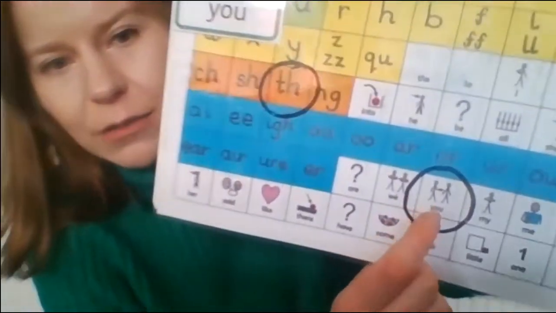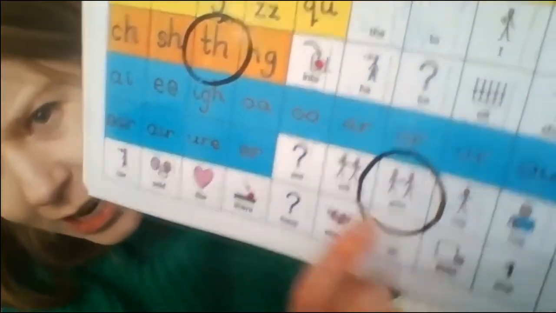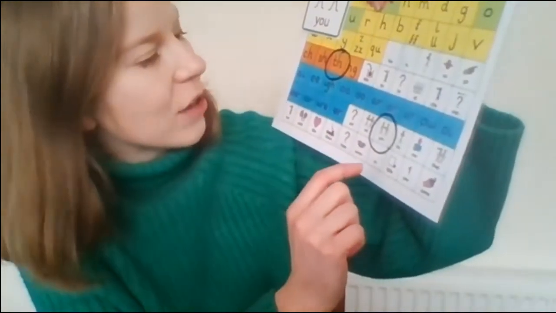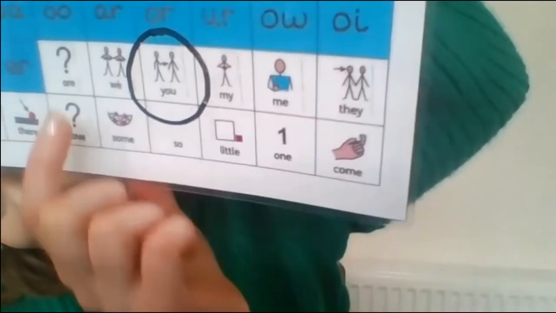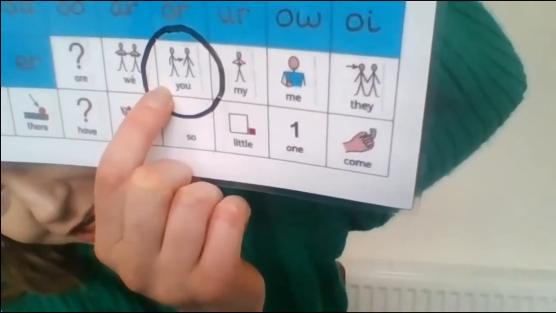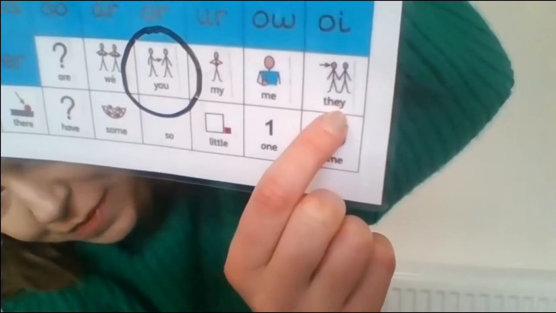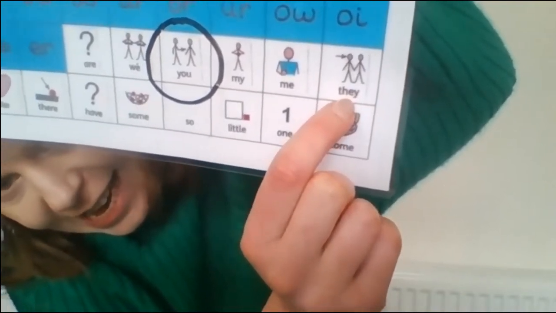And I can see the word they on the sound mat. Can you see the word they? Let's find it, the word they. Here we are. Here is the word they. This is a tricky word we learnt yesterday, you, and this is the new tricky word for today, they.